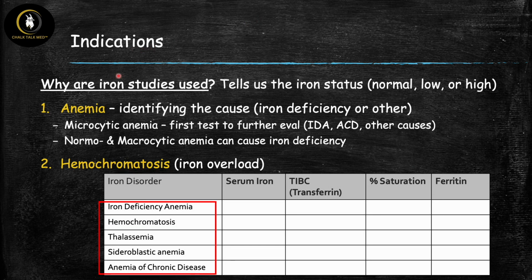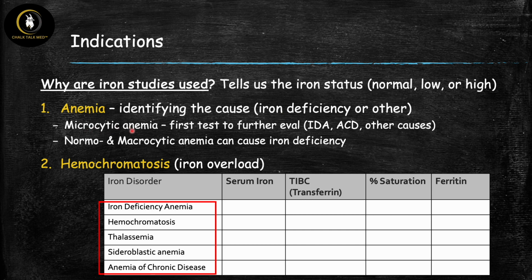All right, so let's start with indications. Why do we do iron studies? Well, they basically tell us what the patient's iron status is, if it's normal, low, or high, and there are primarily 2 main indications that we have clinically for this. First one is anemia. So when a patient comes in with anemia, iron studies are extremely helpful in identifying the cause. For example, is this iron deficiency or some other cause?